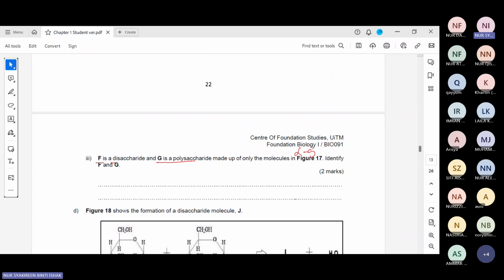So basically the monomer is alpha glucose. So apa yang alpha glucose jadi disaccharide. So F adalah maltose. Okay. Apa molekul or polysaccharides yang dia punya monomer dia adalah alpha glucose? Starch. Okay, starch ataupun glycogen ataupun amylose ataupun amylopectin. Okay.